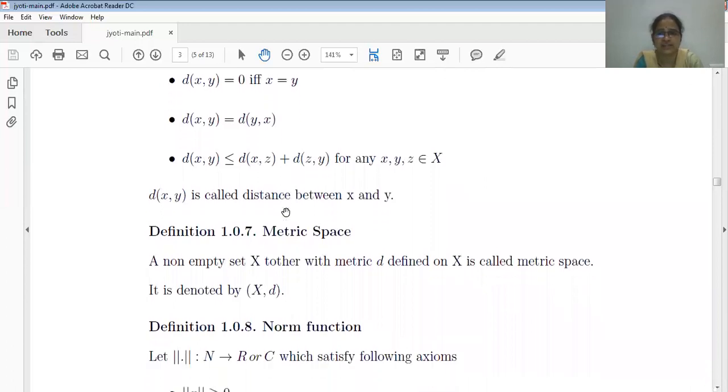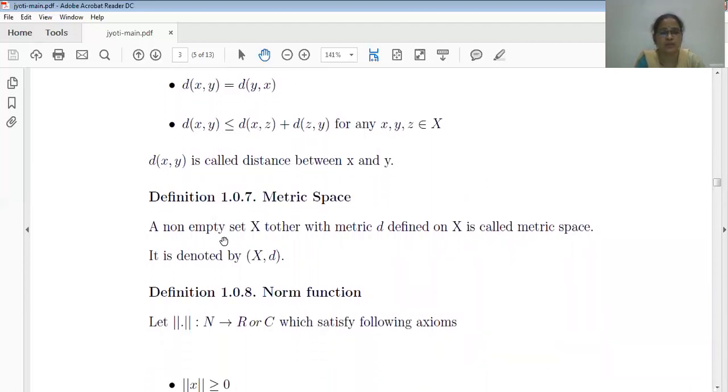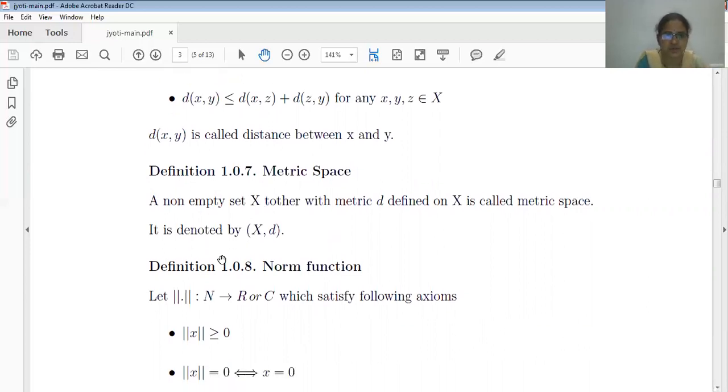Now, the next definition is a metric space. A non-empty set X together with a metric d is called a metric space and is denoted by (X,d). Any set X equipped with a metric is a metric space.